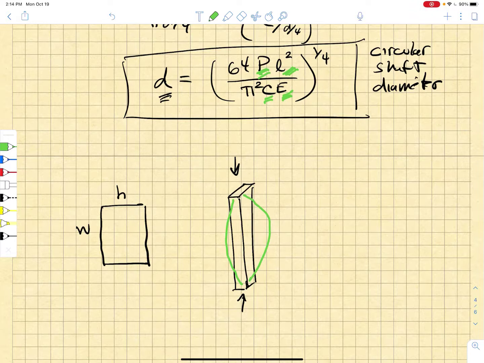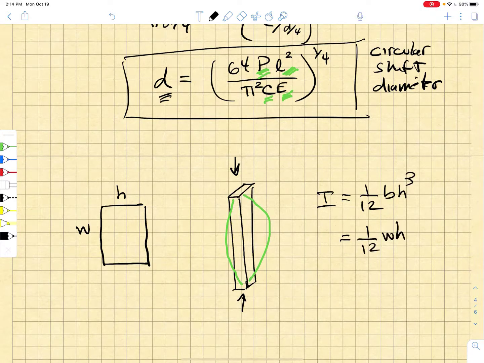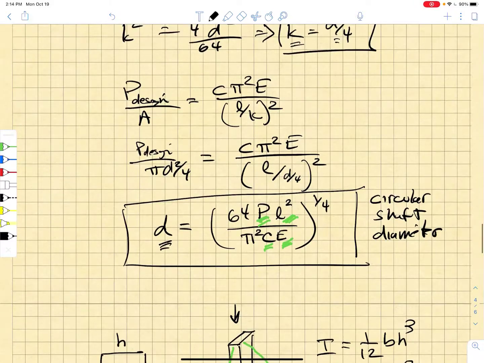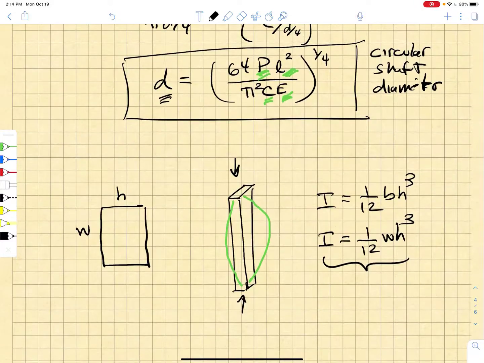So when you are choosing the cross-sectional areas to prevent bending, in this case, you have to write your moment of inertia, I, as 1/12 BH cubed, or in my case, 1/12 WH cubed. That's going to be my smaller moment of inertia. And that's the moment of inertia you want to use in your given buckling formula to determine the height of the beam to prevent buckling.